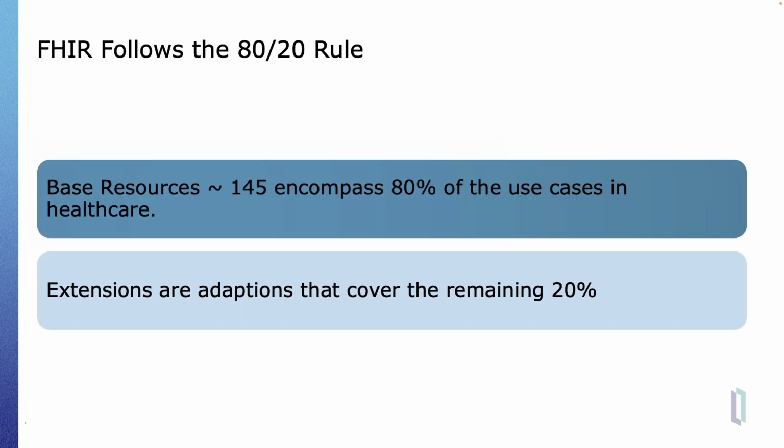FHIR was designed as an interchange standard. However, there is no data model in healthcare that encompasses all use cases. Therefore, the base FHIR resources were designed to cover 80% of the common data elements in healthcare, and extensions, which are added as needed, can be designed to cover the remaining 20%.